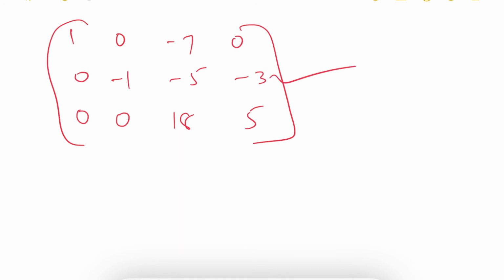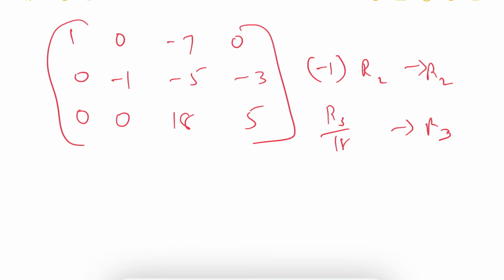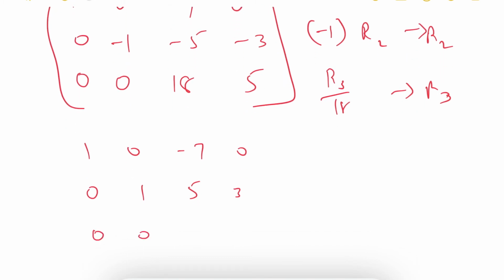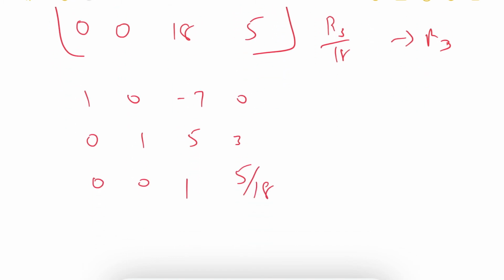Okay, this second row I will multiply with a negative symbol to get 1 here, and the third row I will divide by 18. Okay, let us check that now. The second row I am multiplying with a minus symbol, and the third row I am dividing by 18. So the first row as it is 1 0 minus 7 0, and the second row will become, just the symbol change, 0 1 5 3, and the third row will become 0 0 18 by 18, 1, then 5 by 18.